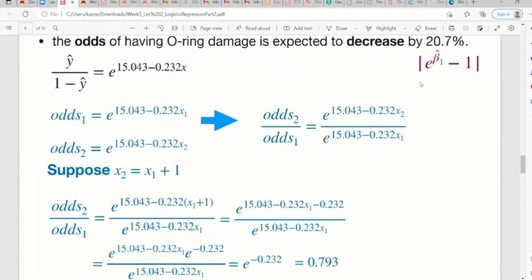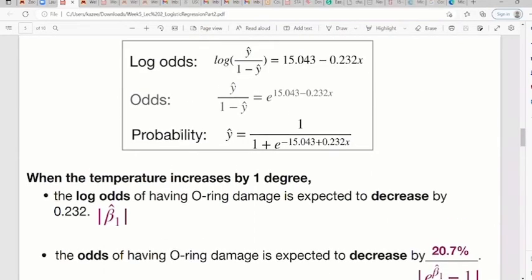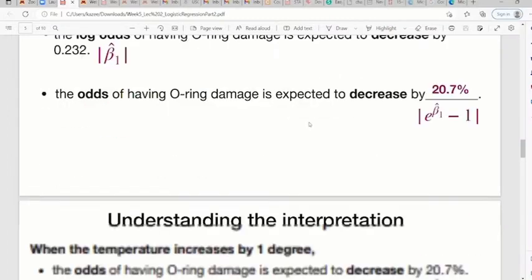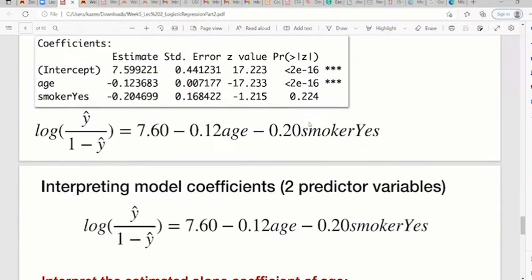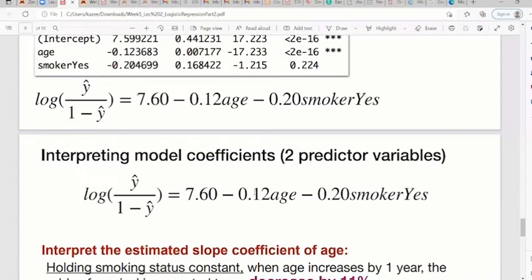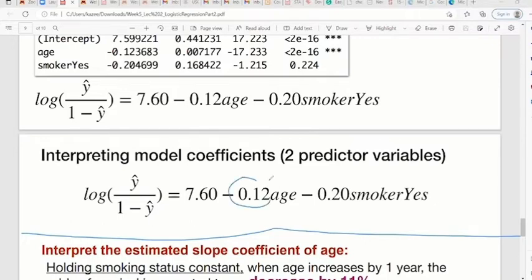Now, if you take a look at this, the log odd, interpreting that now. If you want to interpret the log odd, you know what this is trying to say? If you hold smoking constant and age increases by 1, I'm going to say that again. Let me put a boundary here. Let's say I want to interpret this, and don't forget, this is a log odd. What am I going to do?